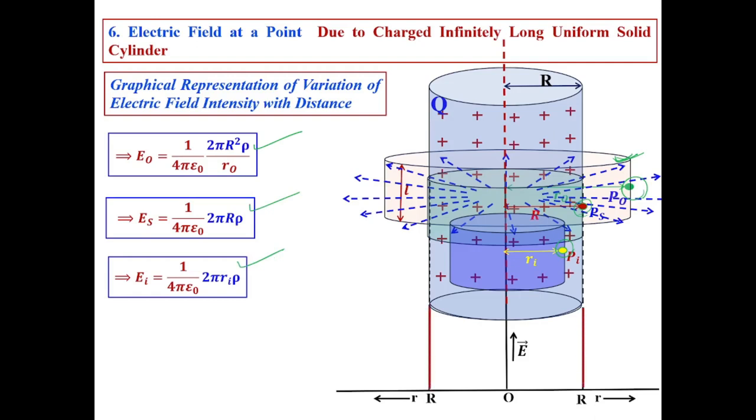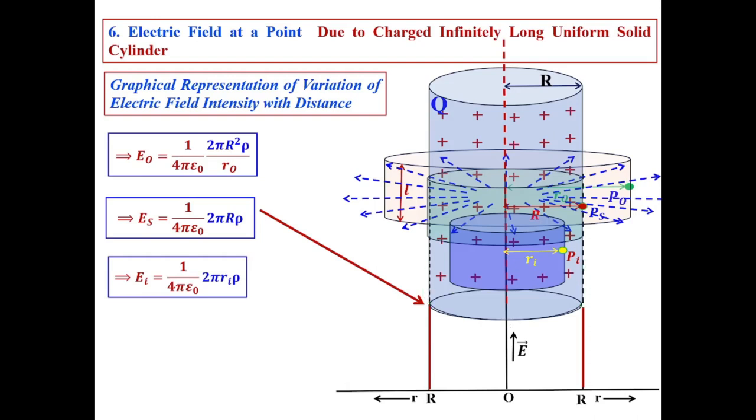We found that for the case on the surface, all are constant. Here you can see that 1 by 4 pi epsilon 0 is constant, 2 pi r is also constant, and rho, the volume charge density for this case, is constant. So, Es is constant, that means the electric field intensity on the surface is fully constant, and the value will be this much. Along the y axis we consider the electric field intensity, and along the x axis the variation of distance from the surface or from the center of the cylinder. This much value represents the electric field intensity on the surface, here and here also. This is the surface.